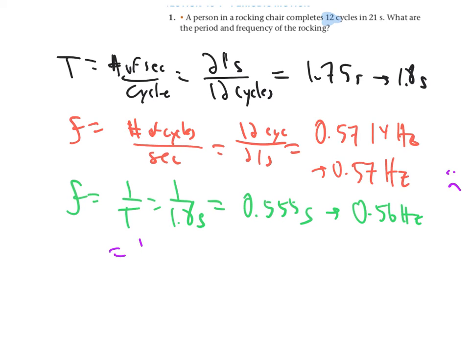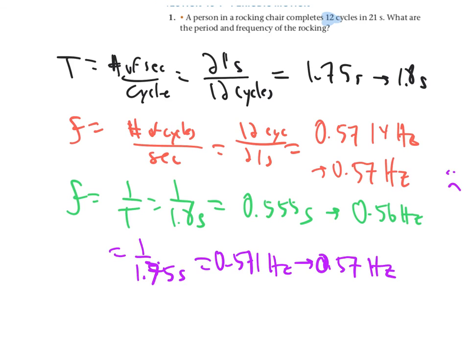So I really should have said 1 over 1.75 seconds, which is 0.571 hertz, which is 0.57 hertz. And the lesson here might be that sig fig stuff is still a little fuzzy.